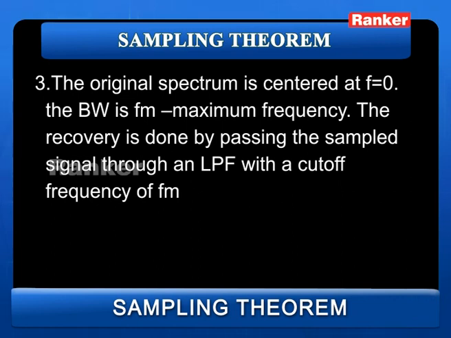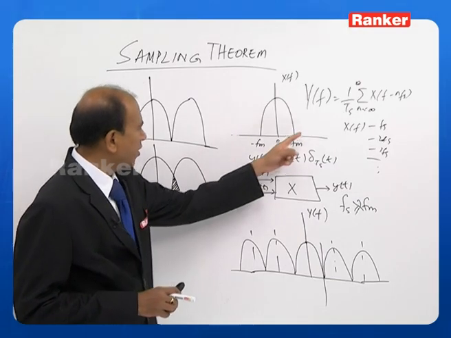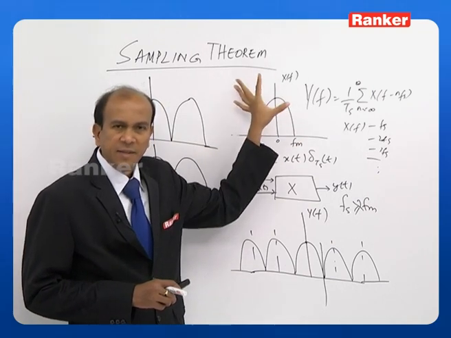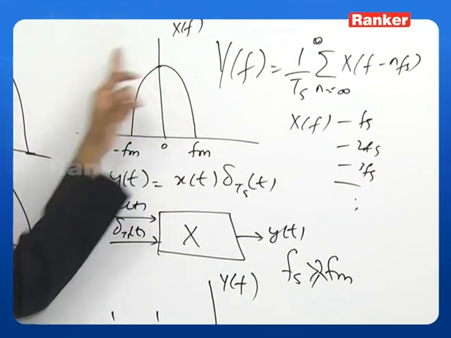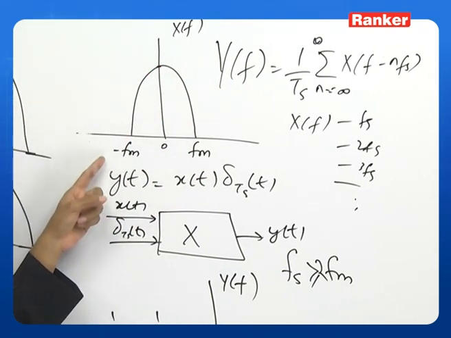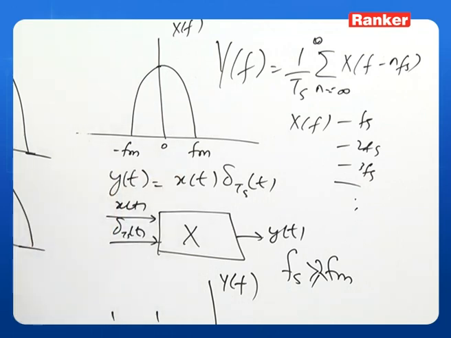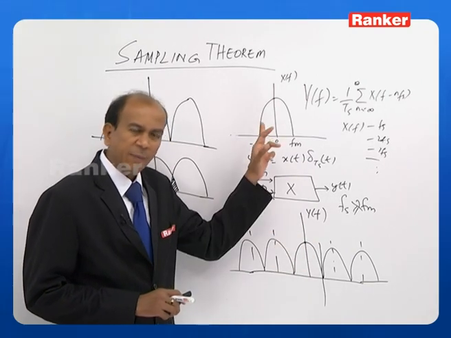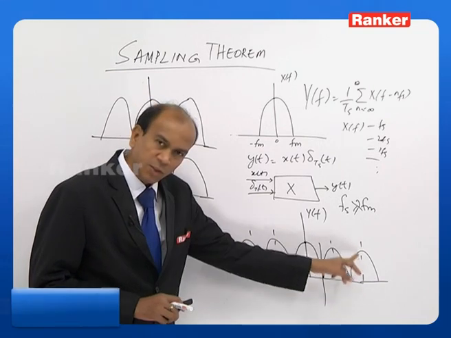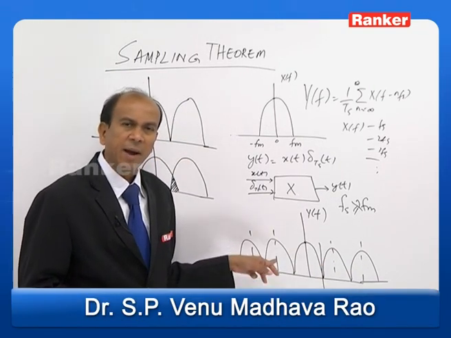Let us see the next point. The original spectrum is centered f is equal to 0. The bandwidth is Fm, that is a maximum frequency. Now, how do I do the recovery? The recovery is done by passing the sample signal through a low pass filter with a cutoff frequency of Fm. So, see here, if you look at this signal, this is the original spectrum. That means the spectrum of the original signal xt, that is x of f. If you see here, this signal is existing from minus Fm to Fm, that is, it is having a maximum frequency of Fm only. So, this is having so many frequencies. So, to get these from that, what is it I have to do? I have to pass this through a low pass filter, which is having a bandwidth of Fm.